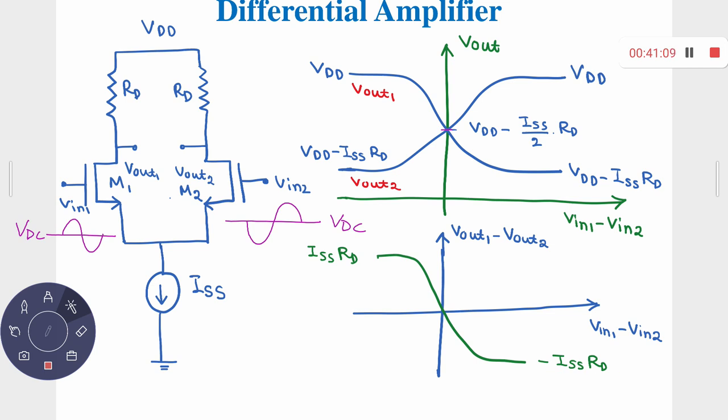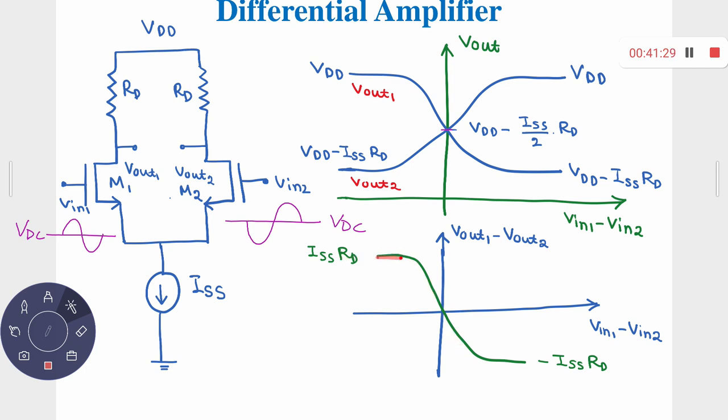Okay. And when V1 minus V2 is much, much less, then what is your Vout1? Vout1 is equal to VDD and Vout2 is equal to VDD minus... what is the difference? Plus ISSRD. So plus ISSRD, minus ISSRD. I don't know the fluctuation, but I know these extreme values.